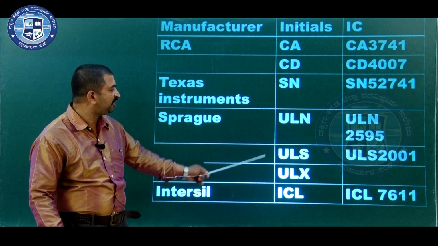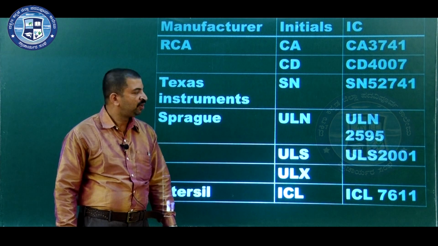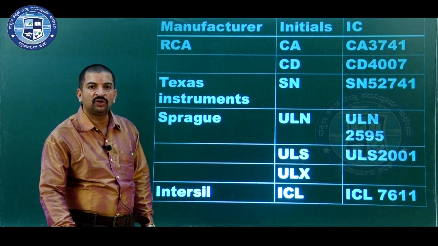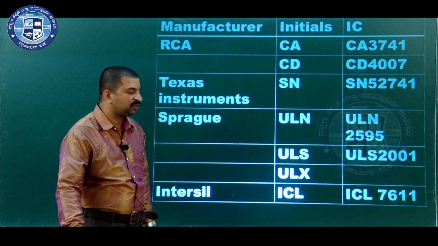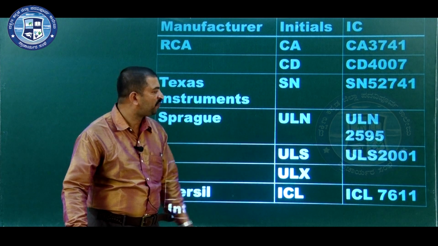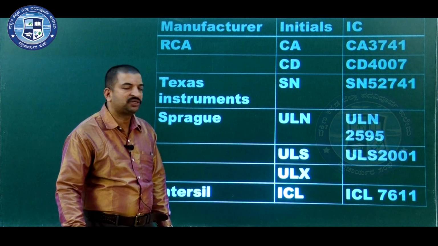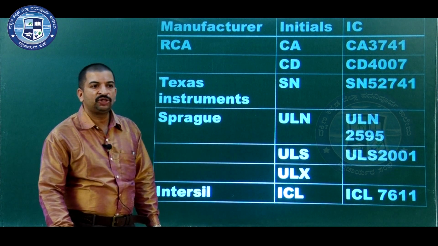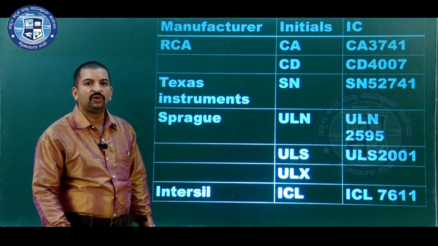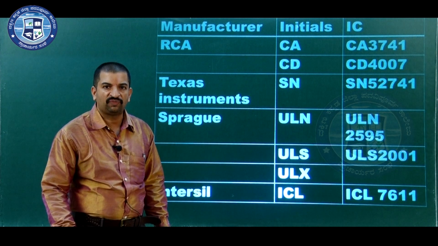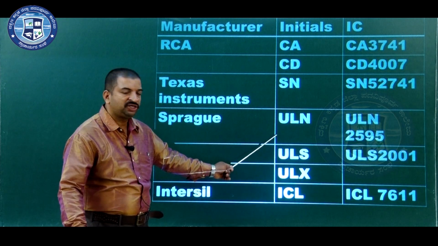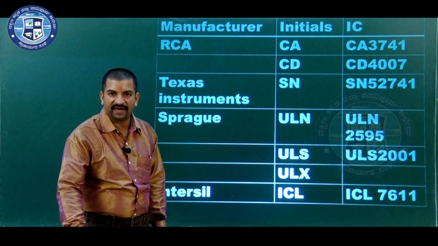In these ICs, the initials may be ULN, as in ULN 2595, ULS, as in ULS 2001, and ULX. These are the initials of the Sprague company. With the initial ULX, there are a number of ICs, ULX 200 to 215, around 15 ICs. So these ICs will have initials like ULN, ULS, ULX, etc.